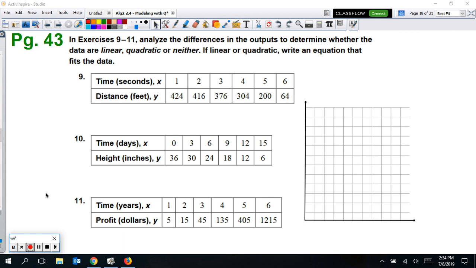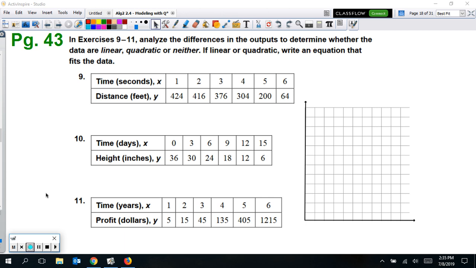Okay, on page 43, we see our last 3 problems here. It says to analyze the differences in the outputs to determine whether the data is going to give you a linear, quadratic, or neither. So is the data linear, which would be just a straight line? If we were to graph these points, would they be exactly a straight line? Or would it be a quadratic function? Would it be more of a U-shape? Or is it neither one?